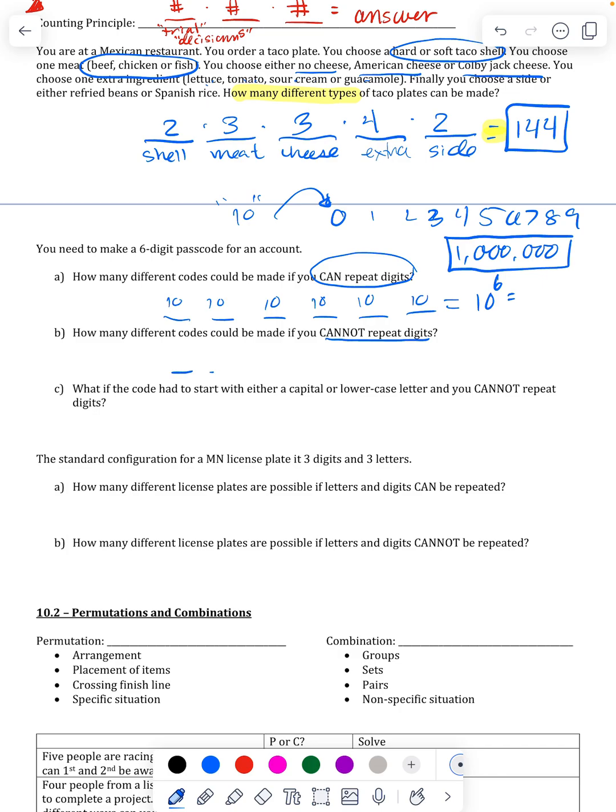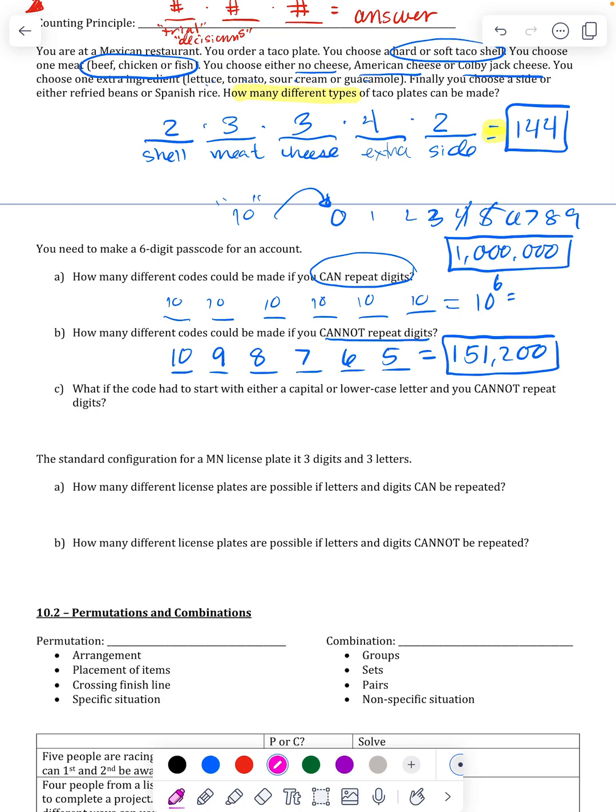All right, well, I still have to choose 6 options. In the first spot, I can pick any number I want. But since I can't repeat, let's pretend I picked 5. Now I don't have the option to pick 5, so now I just have 9 options. And then, whatever I picked is no longer an option. So now I only have 8, then 7, then 6, and then 5 options. So I'm going down in how many options I have because I can't repeat numbers. So that's significantly less because I've dropped from 1,000,000 options to 151,200.